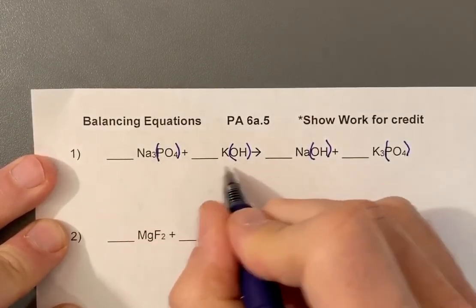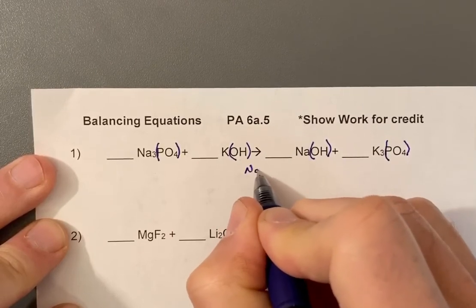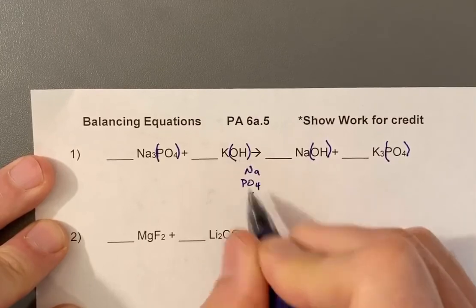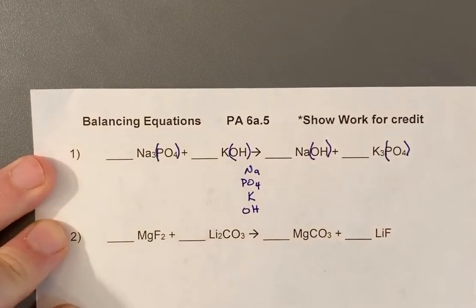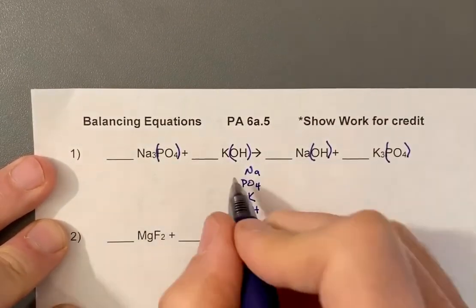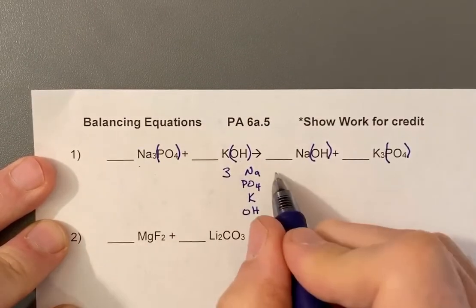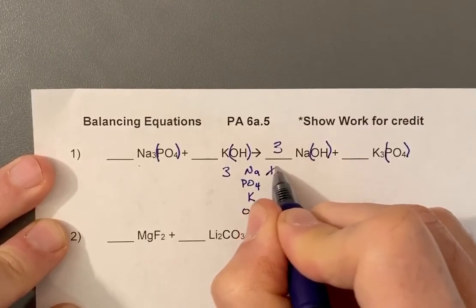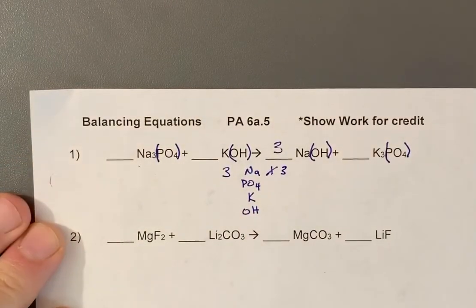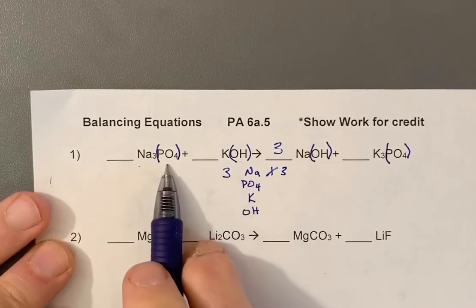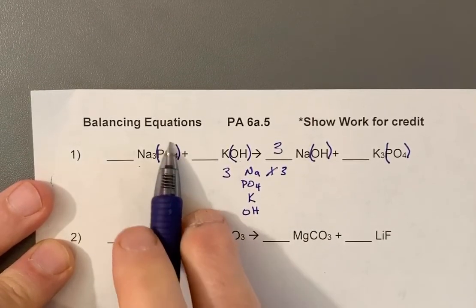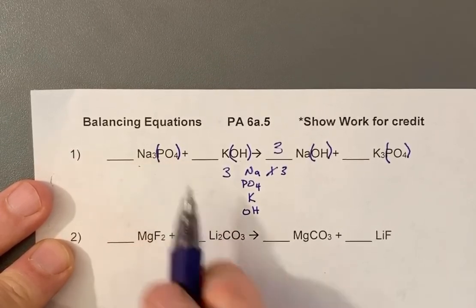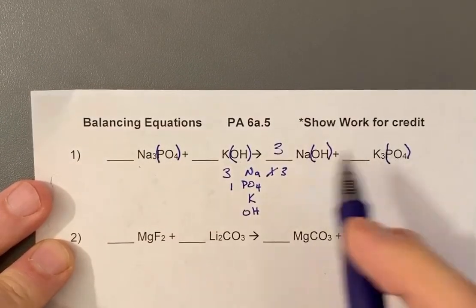So, in this case, we have Na, we have PO4, the whole thing, we have K, and we have OH. So how many Nas do we have on this side? 3. This side we have 1. So we need to get 3 of them, so we're going to go ahead and change that. All right, PO4s, how many do we have on this side? Well, it's PO4, so there's only how many of them? Because remember, our parentheses goes around that.